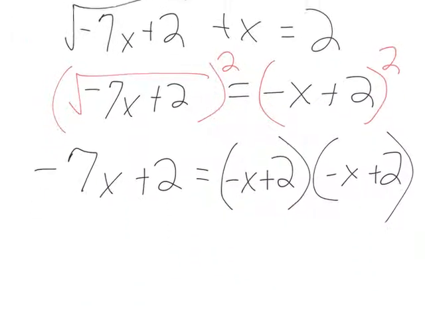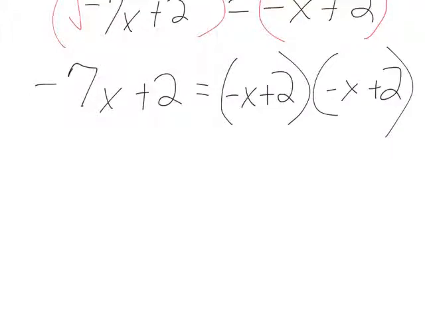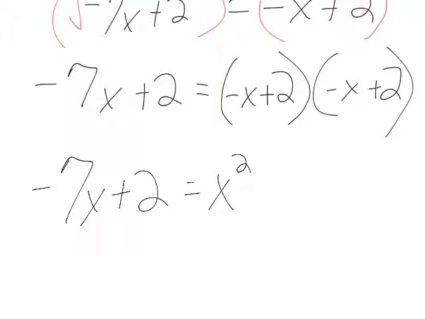I'm going to use the distributive property, or FOIL, to work that out. So let's see, I've got negative x times negative x, that's x squared. Negative x times 2 will give me negative 2x. Then I get that same thing here in the middle, 2 and negative x in the middle. So negative 2x again. And then we've got 2 times 2, that's plus 4.